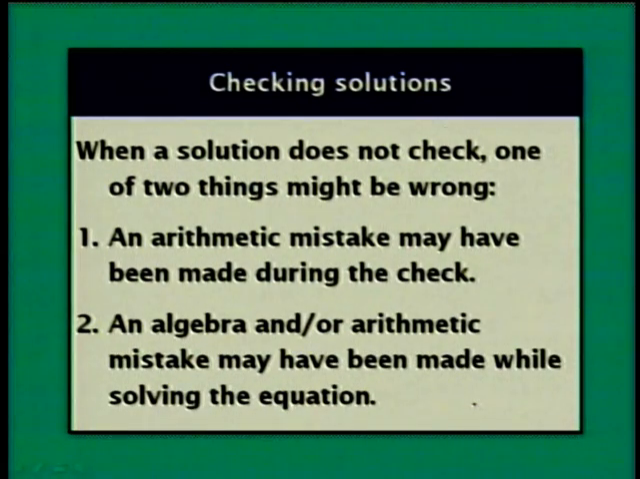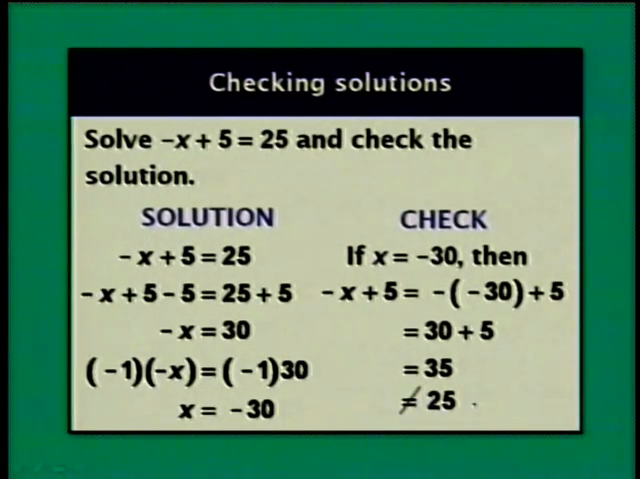So there are a couple of things that might have gone wrong when a solution does not check. First thing that might be wrong is that an arithmetic mistake may have been made during the check. This is the thing that frequently happens to me when I'm checking a solution. The other thing that might be wrong is that there might have been an algebra or an arithmetic mistake made while solving the equation. So we have two things to check. First, we have to check the check, and then we need to go back and check our solution if the check was okay. So let's do that with this particular equation.